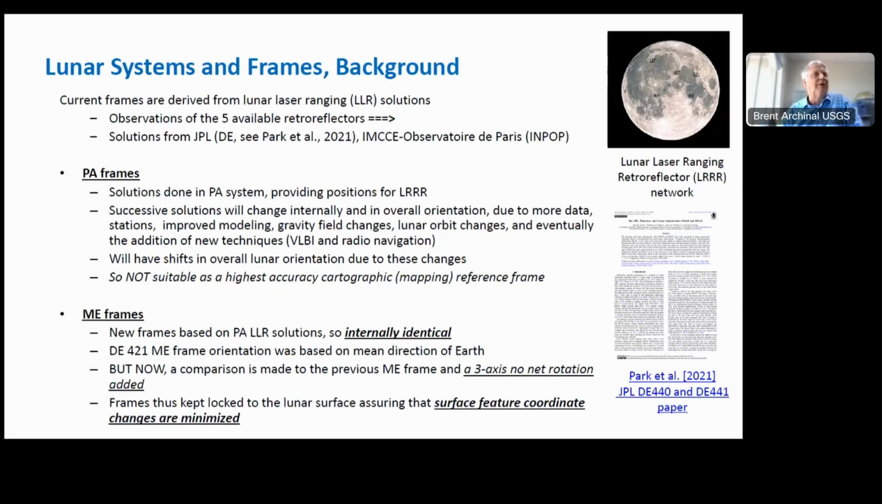And so there are shifts in orientation, minor but real, and so this is not an ideal system for doing an accurate reference frame for mapping. The ME frames are based on the principal axis solutions, so they're internally identical to those solutions. However, the orientation is based on, for example, DE 421, the mean direction of the Earth. And now updates to that are no longer based on actually determining where the Earth is, but making a comparison to the DE 421 frame and doing a no-net rotation from that frame. So the idea is that these frames are now going to be locked to the lunar surface, assuming that surface feature coordinate changes are minimized. That's the goal. So next slide, please.